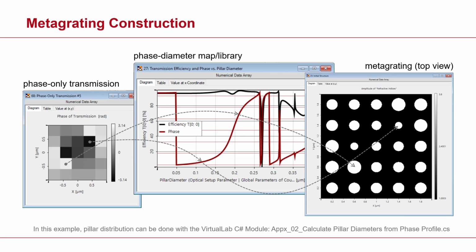So that's what we can see here. Each pixel of the period as resulting from the IFTA will have a given phase value. We can read that phase value in the curve that we generated in the previous step and assign a pillar diameter according to that phase value for that particular pixel of the period. And of course then the structure will be a periodic replication of this metagrating period.